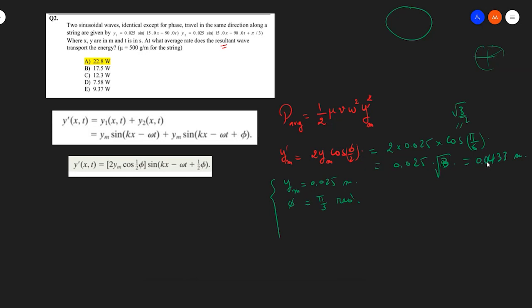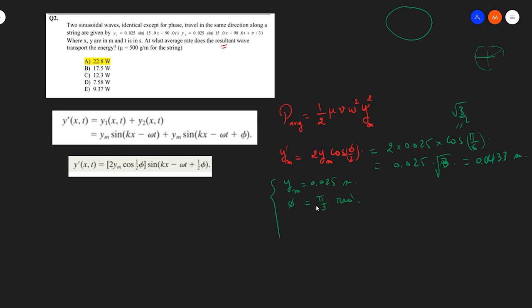I like this one better because it shows you that y prime is different from ym. So you need to use this one, of course, because the relation as I wrote it here is y prime. Why did I write this? Because they want the energy for the resultant wave, not for this one, not for this one, but the resultant wave. Okay, mu is given here.